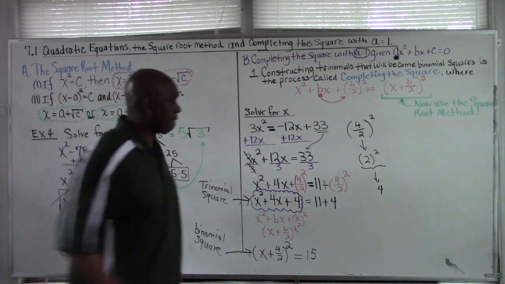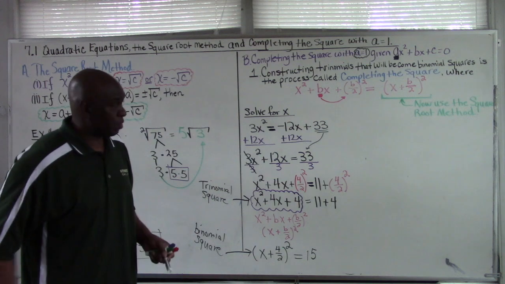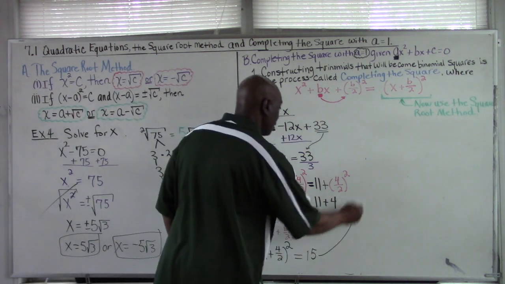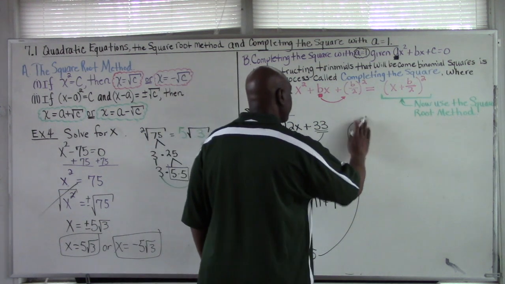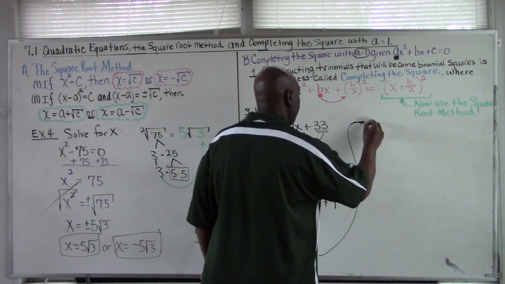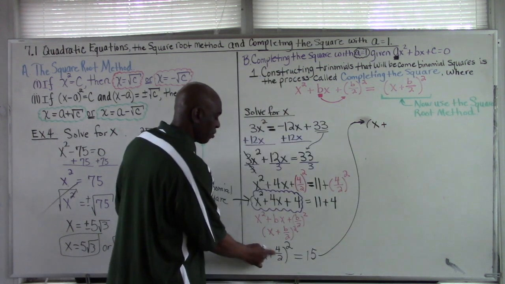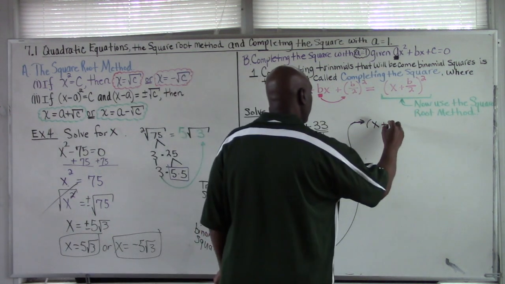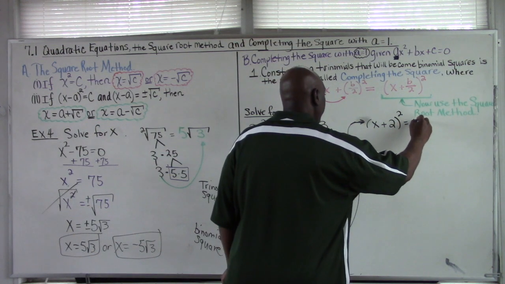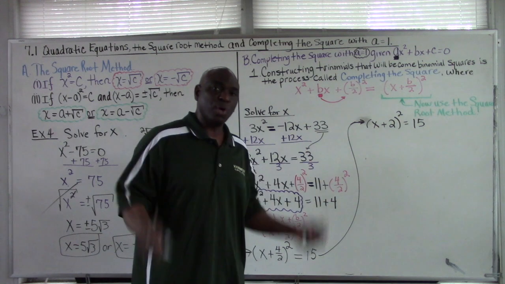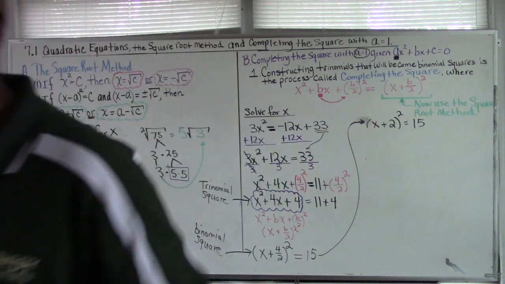All right. Let me erase this. Let's take it on up a little higher. Let's come right here now. So that's going to be x plus, and we know 4 divided by 2 is 2. x plus 2 squared equals 15. Now, what do you think we do right here? Think about that for a minute. Think about it.